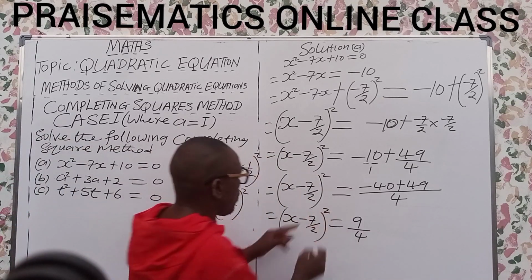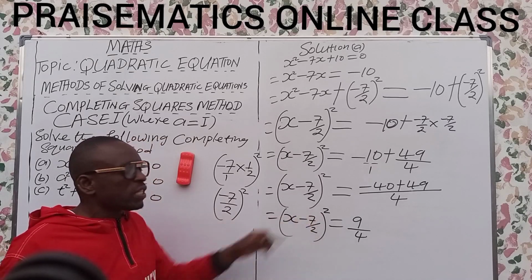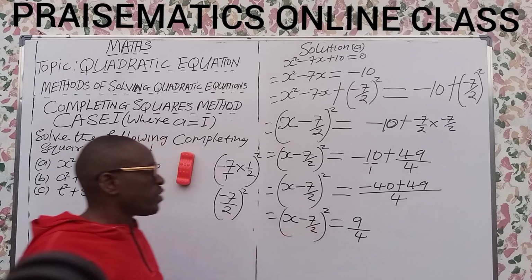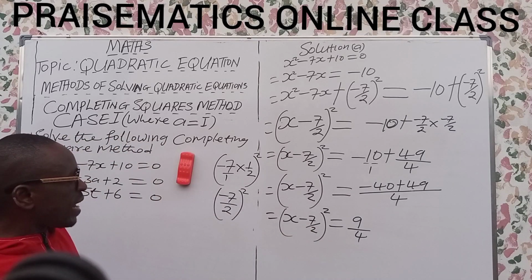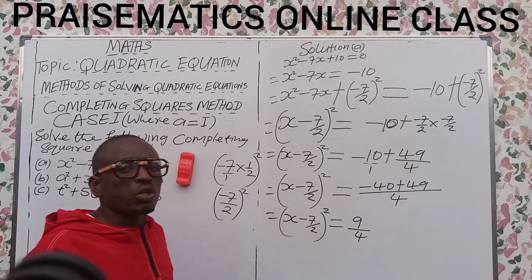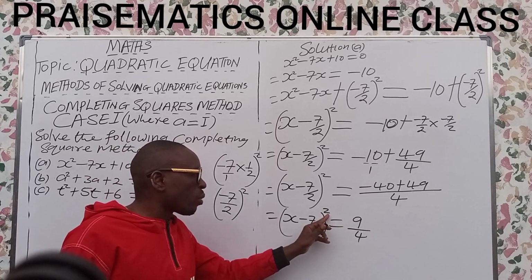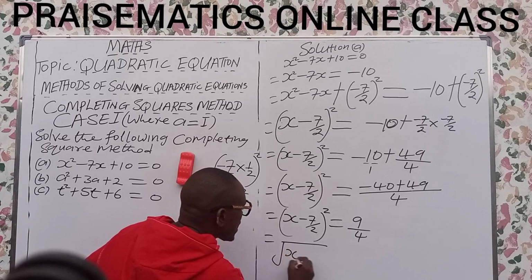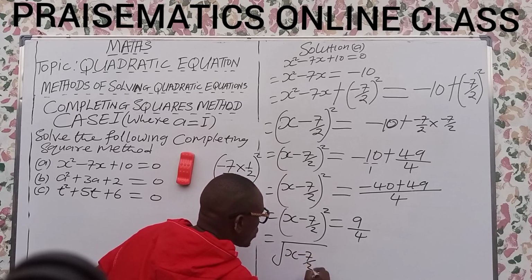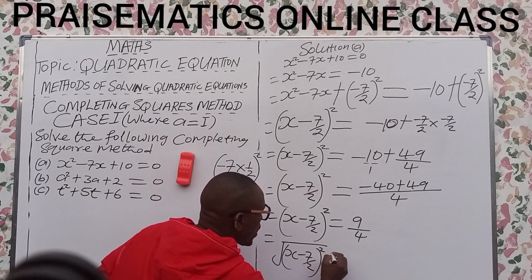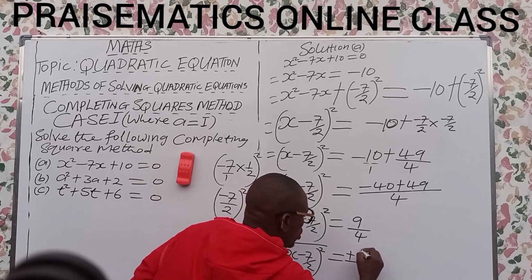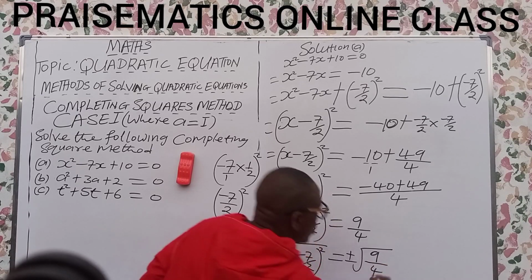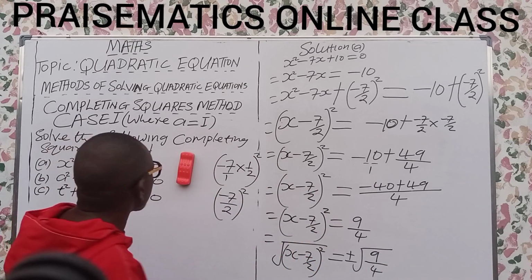Our problem now is we need to remove this square. We need to remove this square. So finally, we square root both sides in order to remove this square. That is, square root of x minus 7 over 2 all square is equal to plus or minus. Remember that it's a quadratic equation. It must come with plus or minus. And that is the square root of 9 over 4.